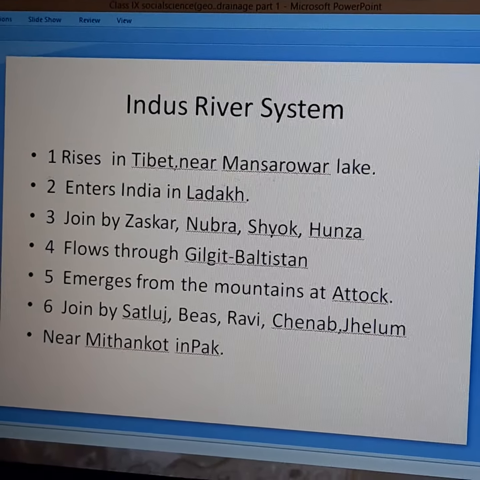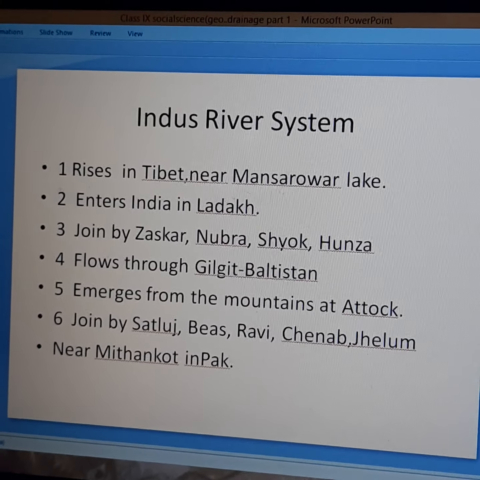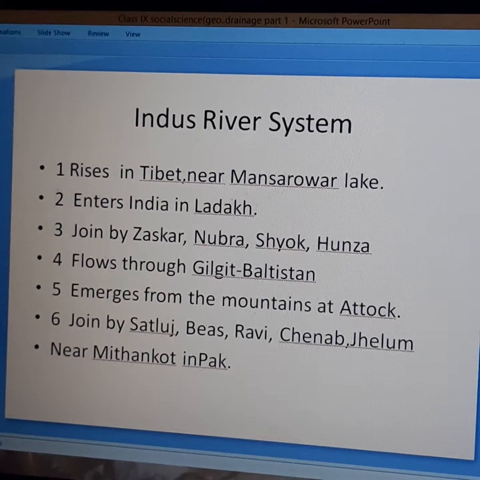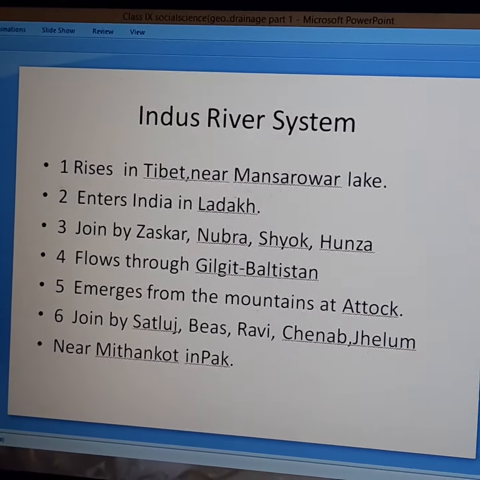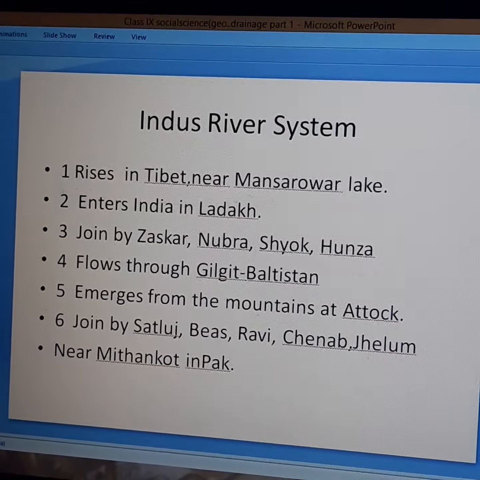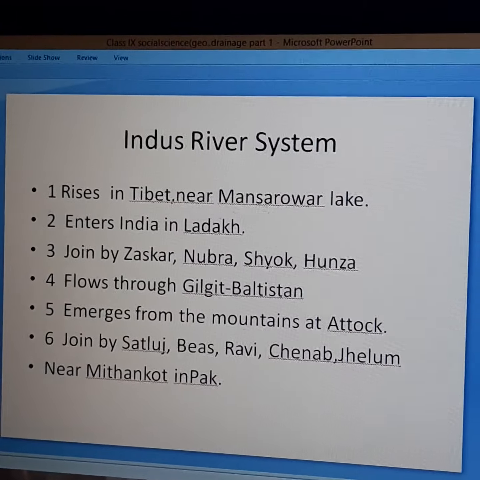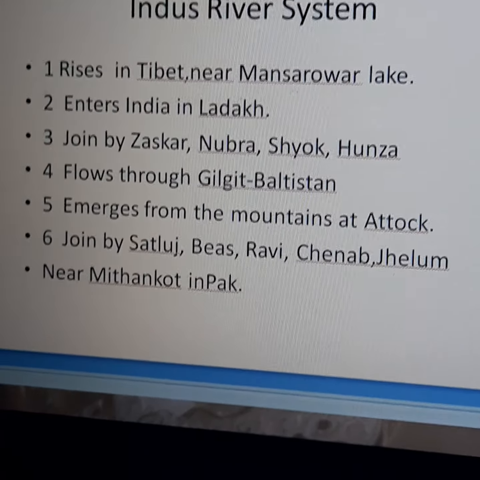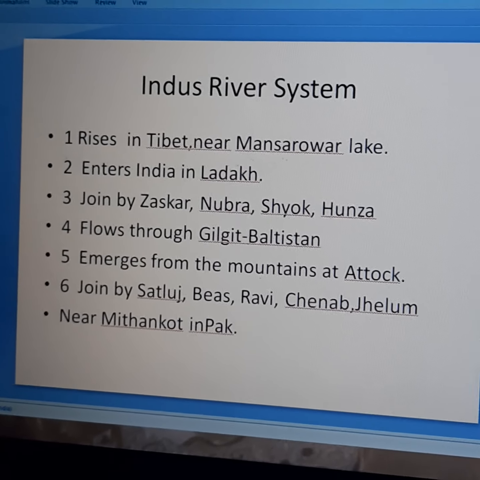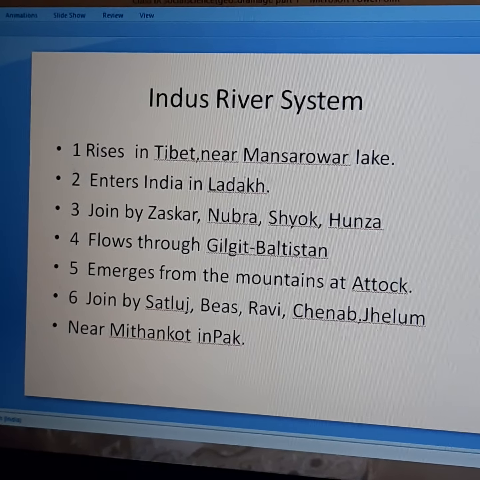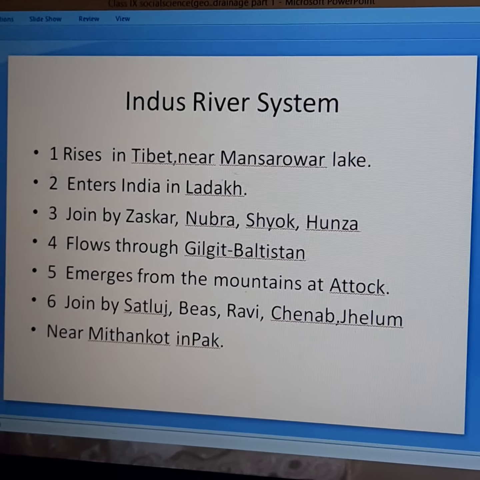Flowing downwards in Pakistan, the tributaries like the Satluj, the Beas, the Ravi, the Chenab, and the Jhelum join together to enter the Indus River near Mithankot in Pakistan. The Indus River flows southwards, eventually reaching the Arabian Sea east of Karachi. The Indus Plain has a very gentle slope with a total length of 2900 kilometers.